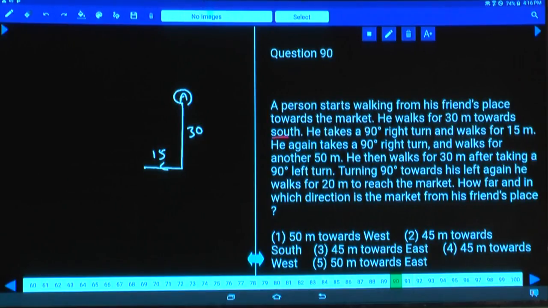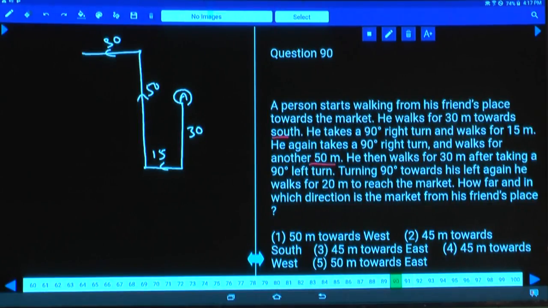He again takes 90 degrees right and walks for 50. Now from here he travelled for how many meters? Right hand side and he travelled for 50 meters. And he then walks for 30 meters after taking 90 degrees left hand side. 90 degrees left hand side, the distance travelled by this person is 30.